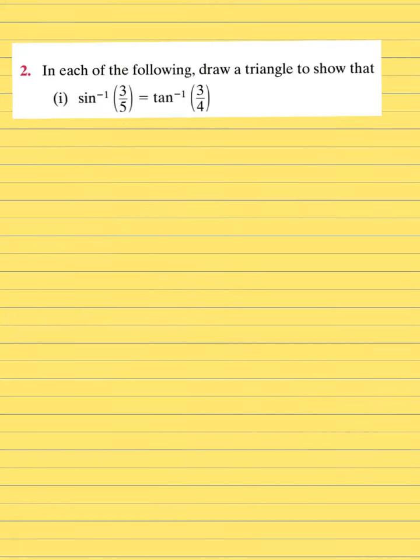In this question, we have to draw a triangle. Always when we're talking about these, they're right-angled triangles. So we're going to start off with our right-angled triangle. The first thing we know is that we're looking at arc sine 3 over 5. Remember, that's the angle whose sine is equal to 3 over 5. So we'll call it y is arc sine 3 over 5. In other words, the sine of the angle y is 3 over 5.